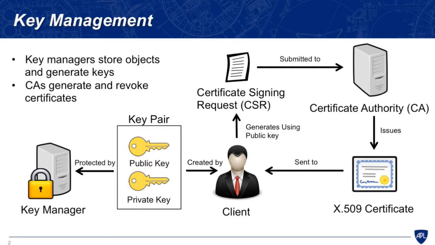So from here, the user will take his public key and use that to generate a certificate signing request and send that off to the CA. And then it's the CA, the certificate authority's responsibility to issue the certificate. And then it will send it back to the user. So from here, the user has the certificate. So in this scenario, the key manager was used only for storing the objects, and it was the CA's sole responsibility to issue or revoke certificates.